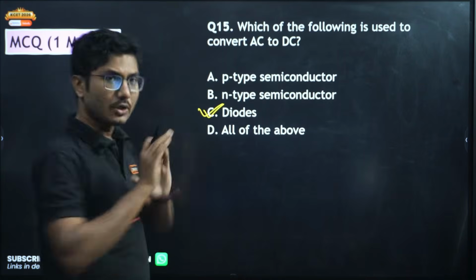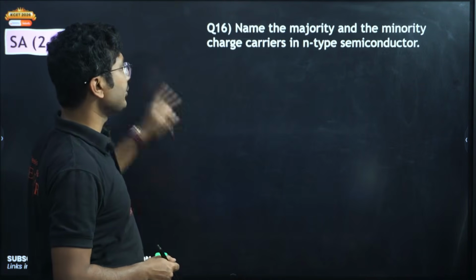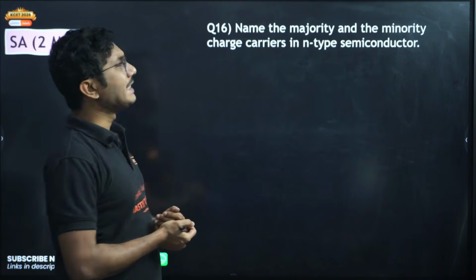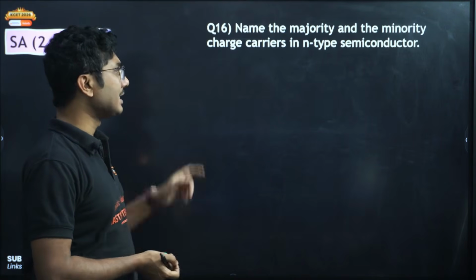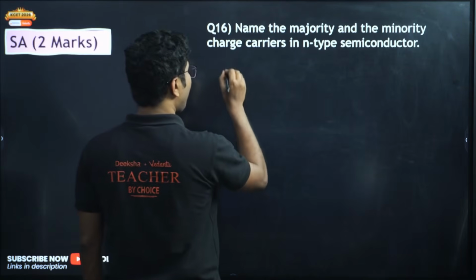So all the MCQs are over. Now let's buckle up for the longer version of the question. Name the majority and minority charge carriers in N-type semiconductors. So what is the majority charge carrier?